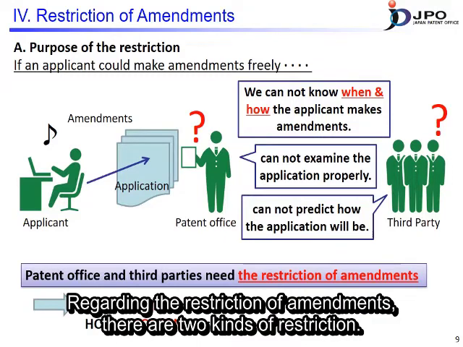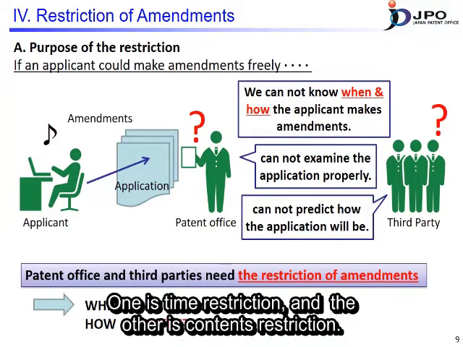Regarding the restriction of amendments, there are two kinds of restriction. One is time restriction, and the other is contents restriction.